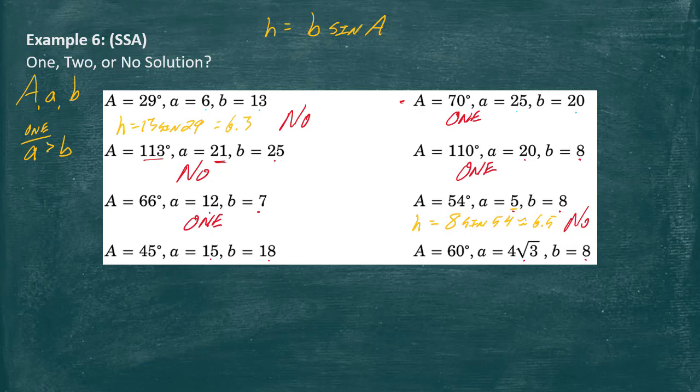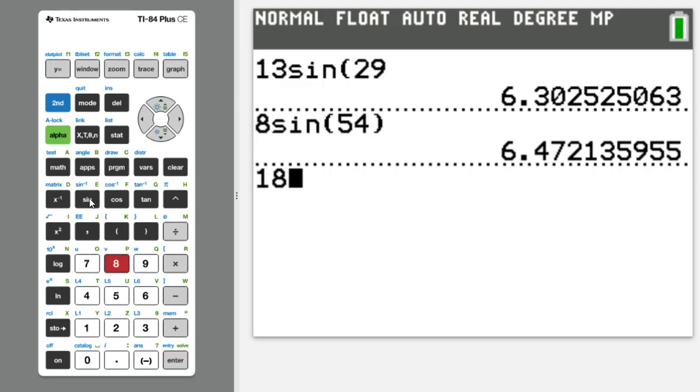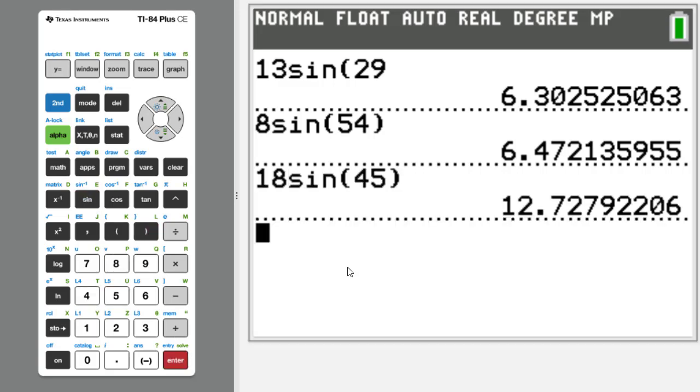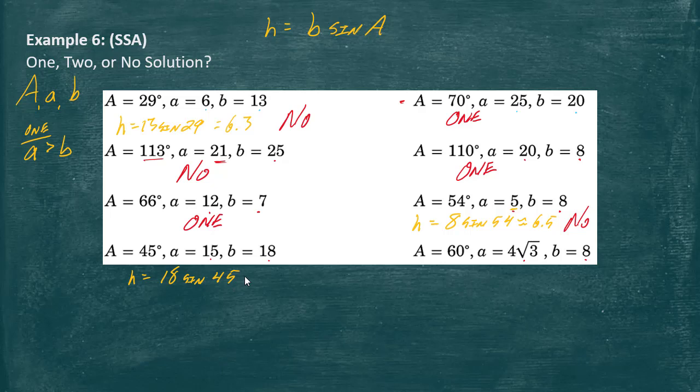If we move on to the next couple, our height for this one is going to be 18 times sine of 45. So 18 sine 45 gets us 12.7-ish. 15 is large enough to overcome that gap, so since it was not the one solution, and we verify that it's not the no solution, that tells us no matter what, this one's going to be a 2 solution. I guess I can write it in red on that white. This will be my 2.